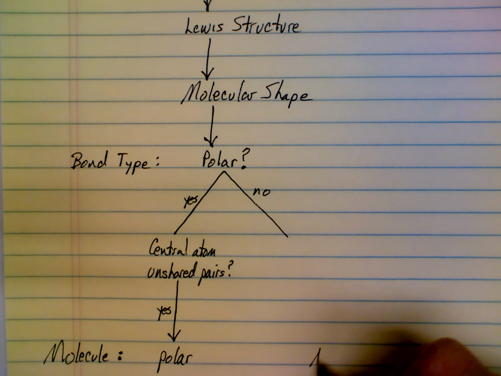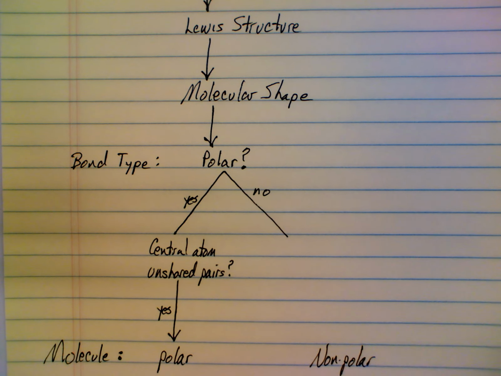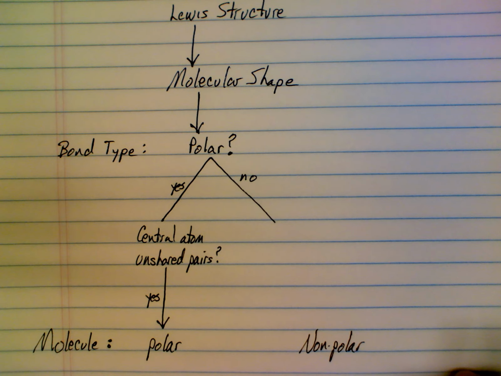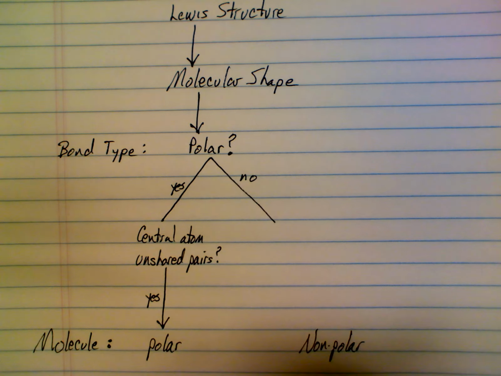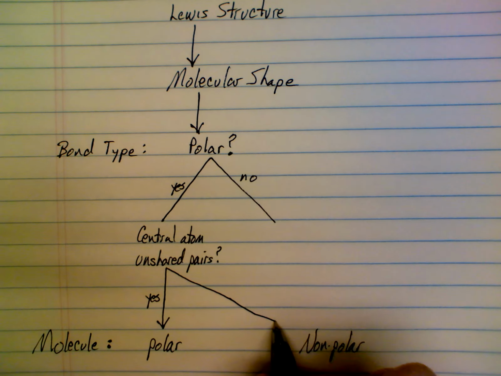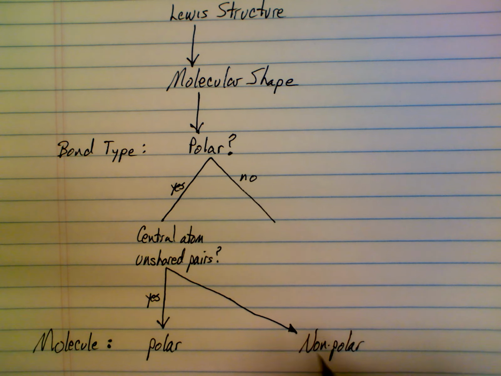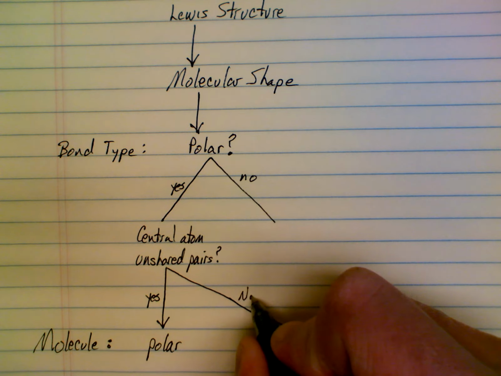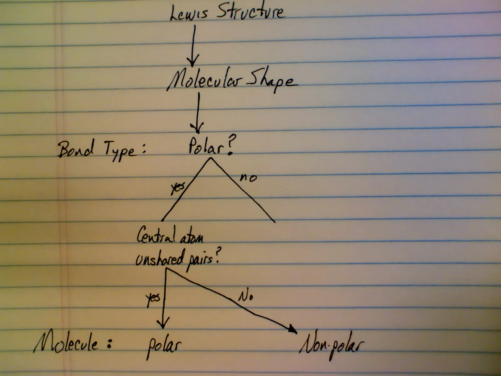If, however, the molecule or the central atom does not have any unshared pairs that are available, in other words, all the central atom electrons are being occupied, then our molecule will, I'm going to say, most likely be nonpolar. I'm going to show you some examples where that won't be the case because it will have symmetry. So we'll put no here. So there we have it for if the bonds are polar.